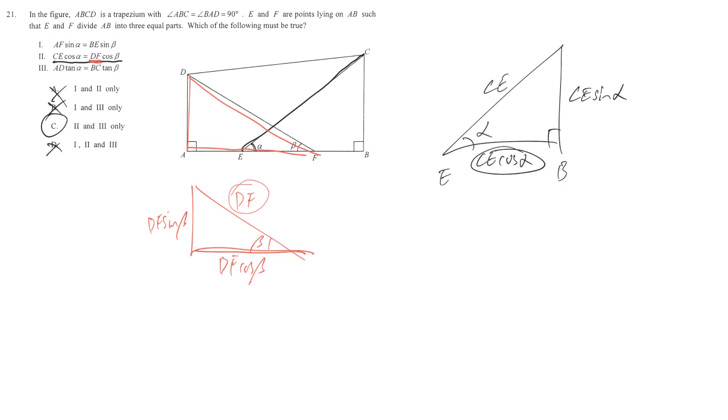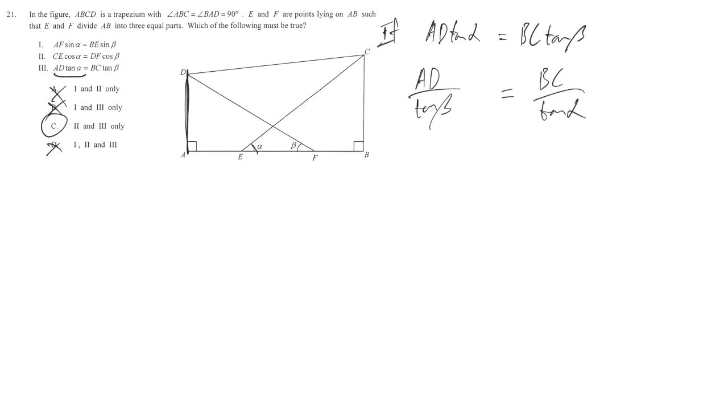So go back to this question. So this is AF. So we know DF cosine beta is equal to AF, and at the same time, just like what we mentioned, AF and BE are the same, equal to BE. That means equal to CE cosine alpha. So the second statement is correct. Then how about the last statement? It's about AD tangent alpha. AD and alpha are not from the same triangle, so it's meaningless to consider them together.